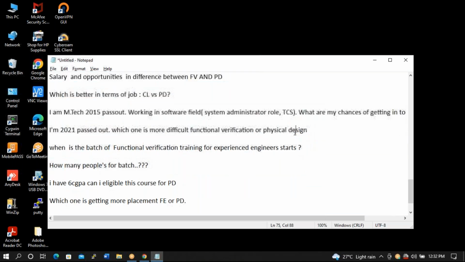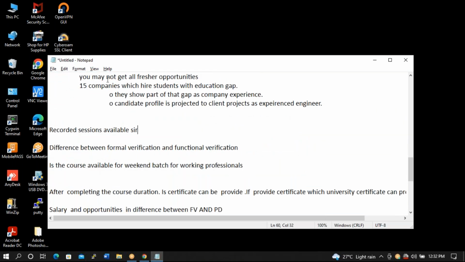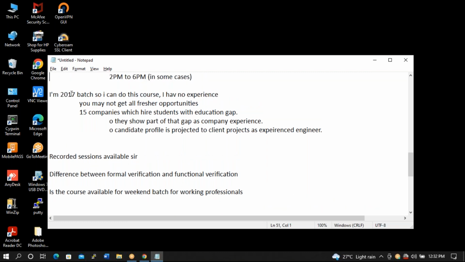So this is what these companies do. They will show part of your experience, whatever your gap is. Since you passed out in 2017, they will show 2 years of experience in your profile as if you have worked in that company. And with that experience, they will project you for client purposes. That is how they generate the revenue. So that's where you do stand a chance. Someone who is a 2017 pass out, don't think that you don't have opportunity. You do have an opportunity.